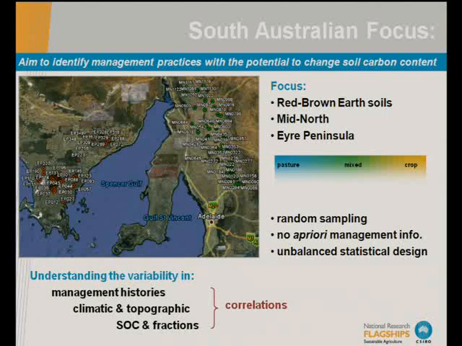So within the project, we are going to have three major data sets. We're going to have the management histories, which I'll talk a little bit about. We are pulling climatic and topographic data based on the GPS coordinates from the SILO databases. And we'll have our soil organic carbon content and the fractions that John's talked about before, so particulate organic carbon, humus, and the resistant components. And in order to understand what's influencing soil carbon content, we'll be looking at correlating the management histories and the topographic data to those carbon contents.